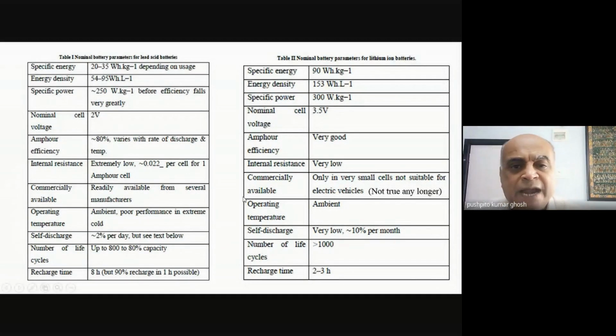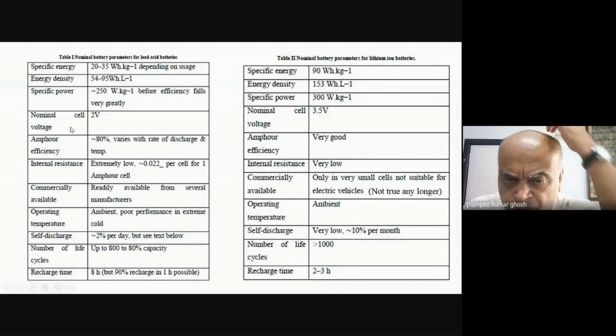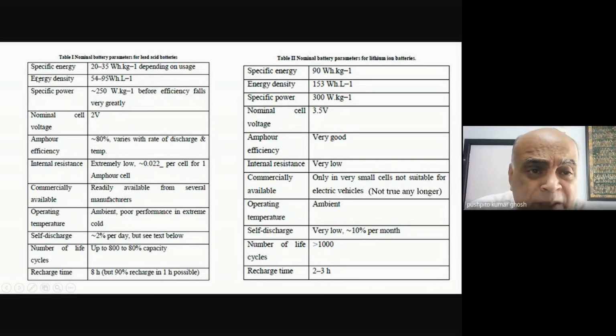Now, just to give you an idea of how amazing this development was. If you look at the specific energy of a lead acid battery, the value is 20 to 35. This is about 90. In fact, the energy density is about 153. In fact, today it's a lot higher, I think closer to about 150, this value. The voltage is 3.5, and I can generate a good deal of power from this particular battery.